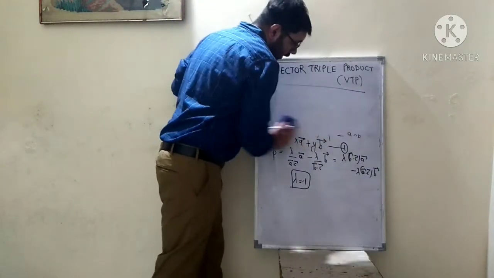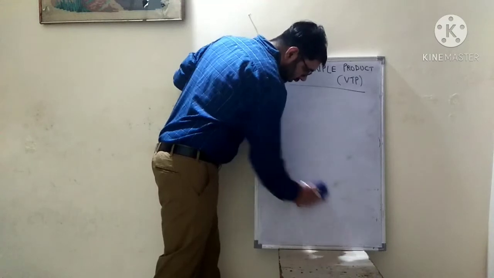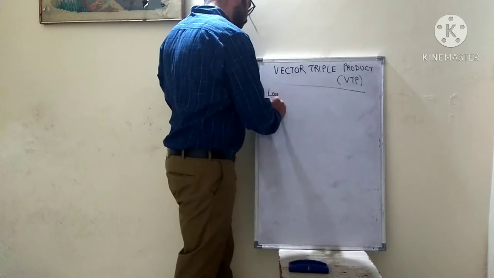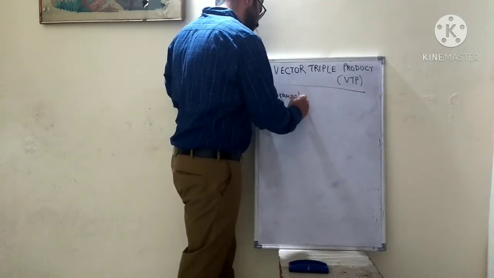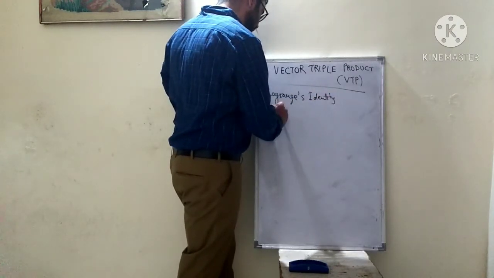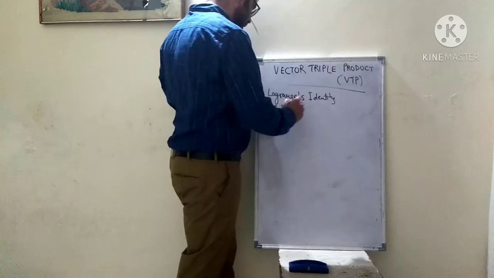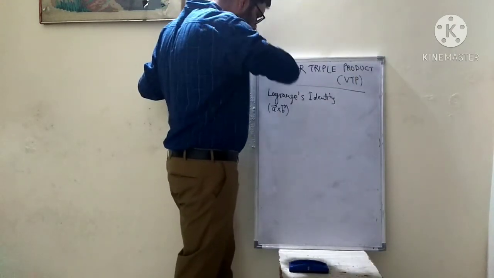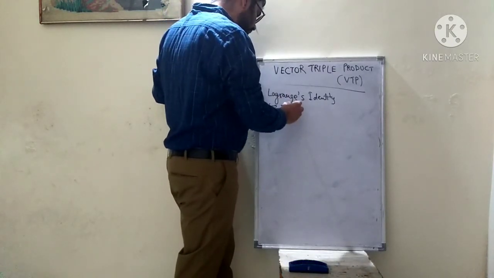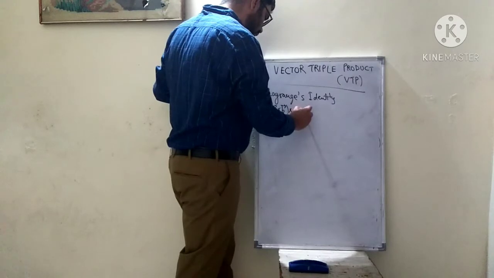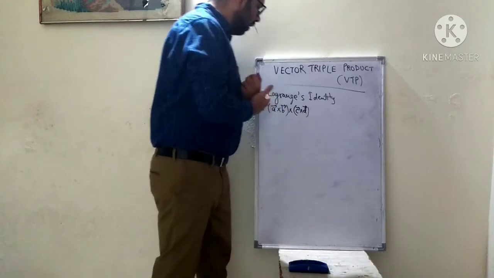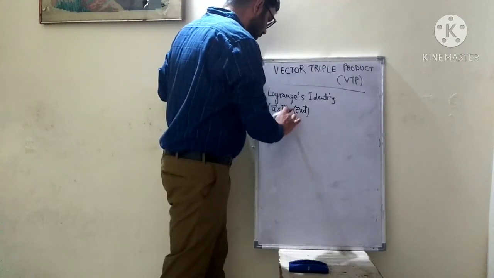Now there is one more thing, Lagrange's identity. For Lagrange's identity, we can use the vector triple product. In this, we have A cross B dot C cross D.